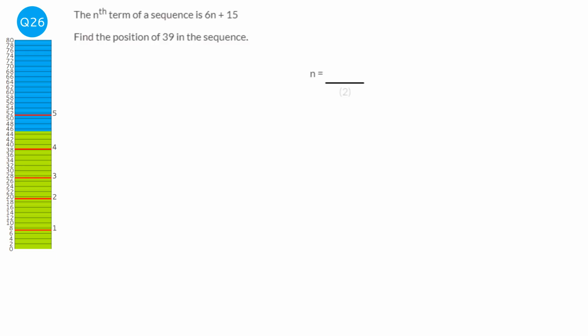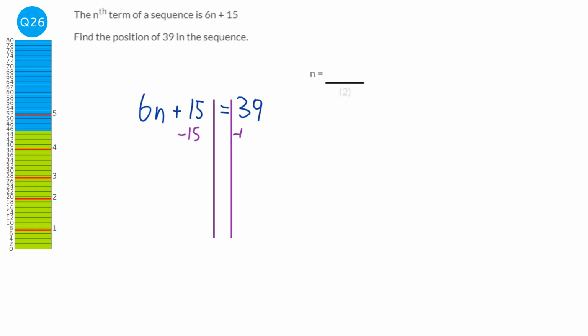So when we're asked to find the position, we're basically finding out what n is. And we're told that the sequence has a 39 in it, and we're finding the position of 39. So we're going to equal the nth term to the 39 and solve it. So we're going to put in our solving lines. And the first thing we're going to do is take away 15 from both sides because we want n on its own. So we get 6n equals 39 take away 15, which is 24. Then we're going to divide 6 both sides.